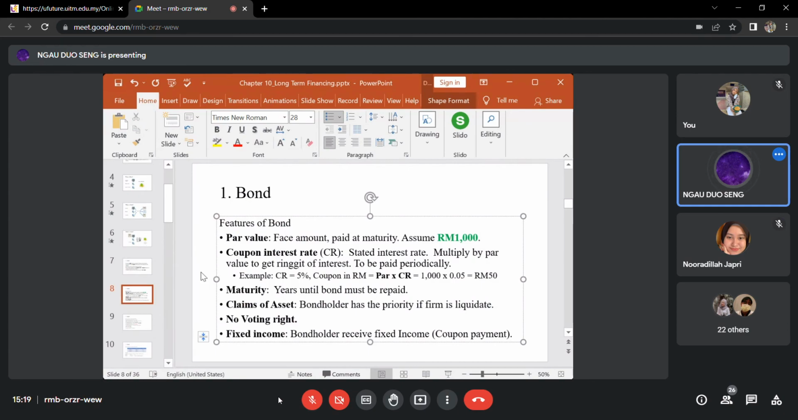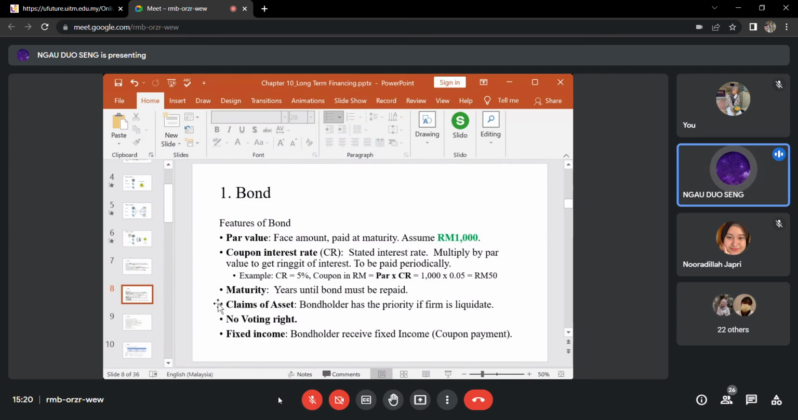To get ringgit lah. So we have example, coupon rate adalah 5%. So kita calculate coupon in RM adalah par darab dengan coupon rate di mana 1,000 darab dengan 0.05 equal to 50 ringgit. So yang ini adalah interest yang akan dibayar kepada pelabur atau pelabur yang akan terima lah 50. So maturities will be years until bond must be repaid lah, tarikh matang.